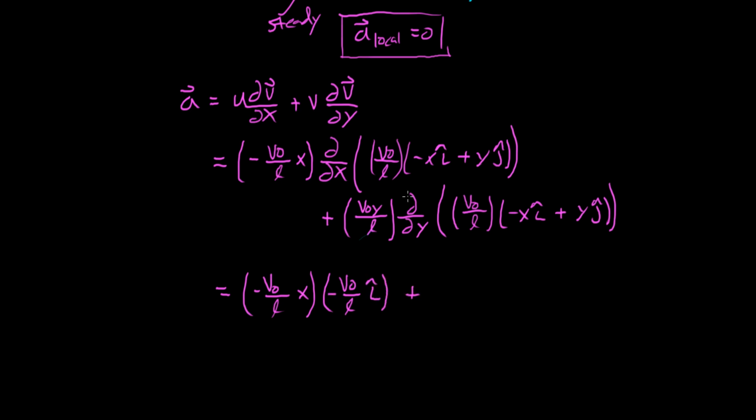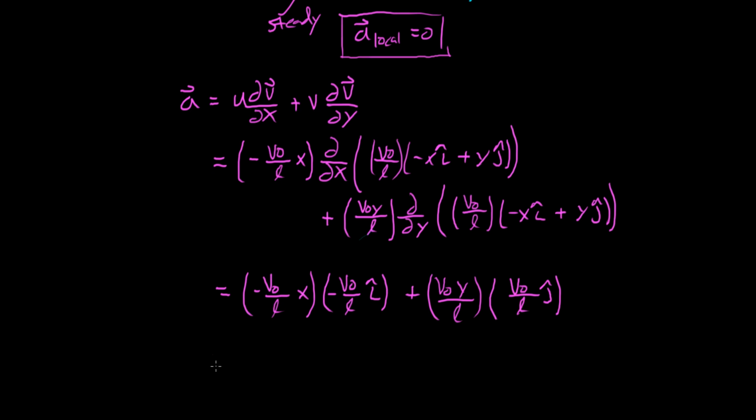Okay. And now we're going to do the same thing here. This part stays alone, so v0 y over L. And now we're going to apply this derivative. dx dy, that's a 0, so the whole first term goes to 0. d by dy of y is just a 1. And so we'll be left with v0 over L times j hat.